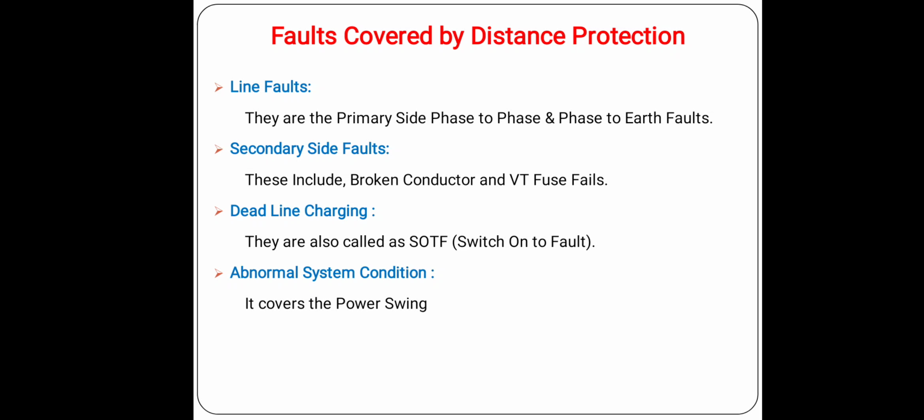Another one is dead line charging, also called switch on to fault. That means when the fault occurs on the dead line side of the transmission line. This type of fault is also covered by the distance protection schemes. And another one is abnormal system condition. That means it covers the power swing on the transmission line due to inductive load or power changes due to sudden change of loads. These types of faults are covered under the distance protection schemes, which are easier, more selective and faster than the overcurrent relay scheme.